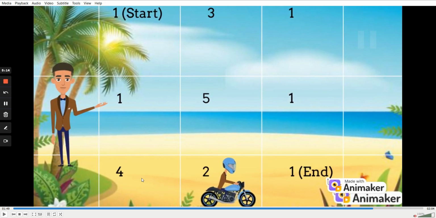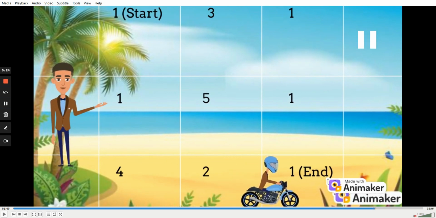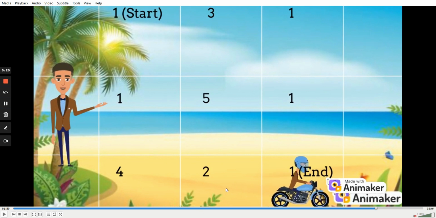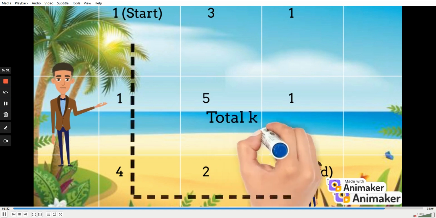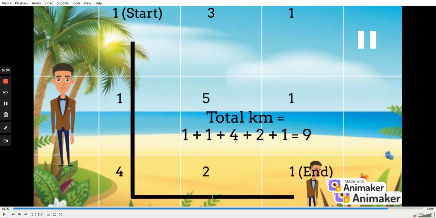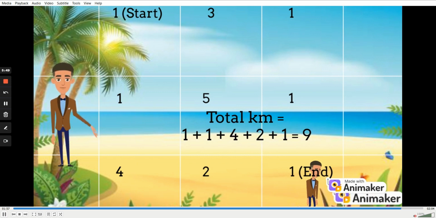Again, between 5 and 4, 4 is lower than 5, so we'll choose 4. Then when he's at 4, he can go either down or right, but down will reach out of the grid, so he will move towards right. Similarly at 2 also, there is no path to move downward, so he'll move towards right. So by using a greedy solution, the total kilometers traveled is 9, which is greater than 8. So using a greedy approach will not give us the solution, and that's why greedy approach is not useful in this case.